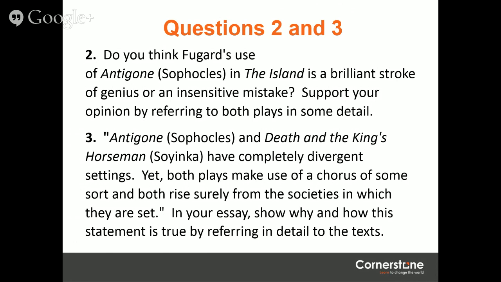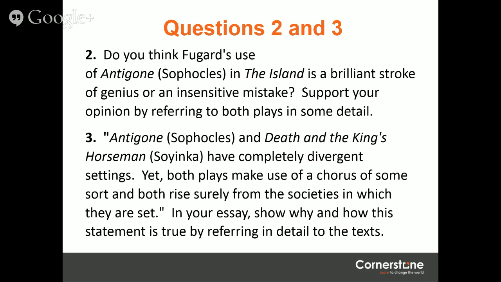Antigone by Sophocles and Death and the King's Horseman by Soyinka have completely divergent settings. Yet, both plays make use of a chorus of some sort, and both rise surely from the societies in which they are set. In your essay, show why and how this statement is true by referring in detail to the texts. So these statements are true. They are both true. You shouldn't disagree with that because they do both use a chorus and they are both rooted in their own cultures. But you've got to show how and where and why. Okay.